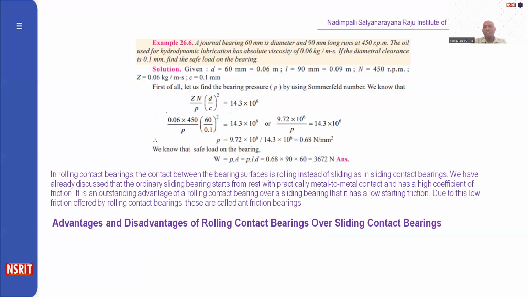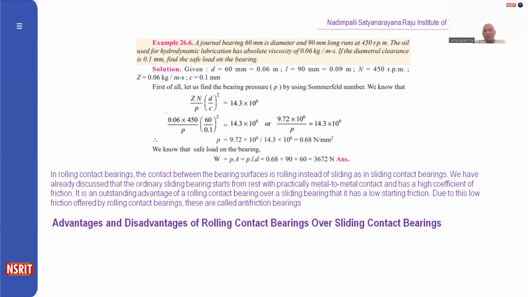A journal bearing, 60 mm in diameter and 90 mm long, runs at 450 rpm. The oil used for the hydrodynamic lubrication has an absolute viscosity of 0.06 kg per meter second. If the diametral clearance is 0.1 mm, find the safe load on the bearing. Given D is equal to 60 mm, that is 0.06 meters, L is equal to 90 mm, 0.09 meters, N is equal to 450 rpm, Z is equal to 0.06 kg per meter second, C is equal to 0.1 mm. So for this you need the Sommerfeld number.